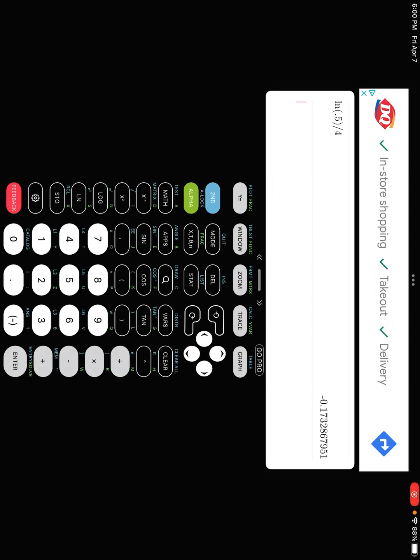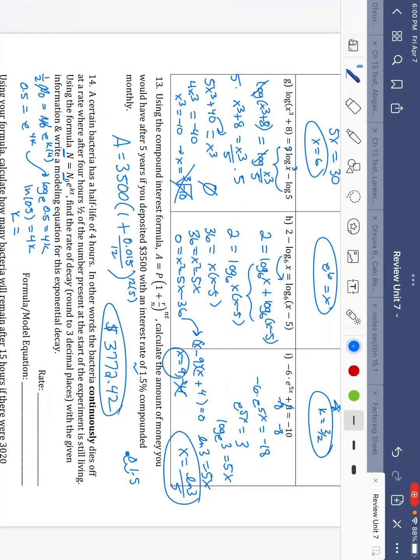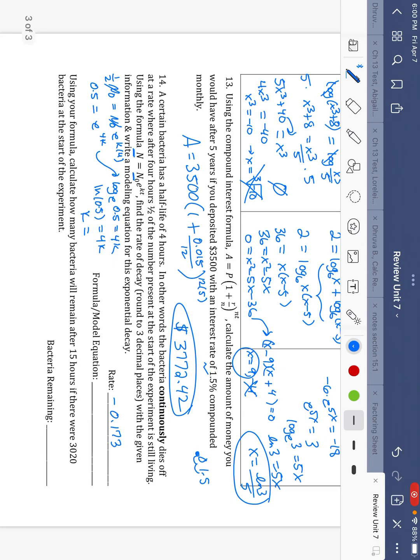So 0.1733. Oh, 3 decimal places, so I guess we don't need that extra 3. Okay, so here's my formula. It's n equals n0 e to the negative 0.173 t. So I was just finding the rate, the k value.